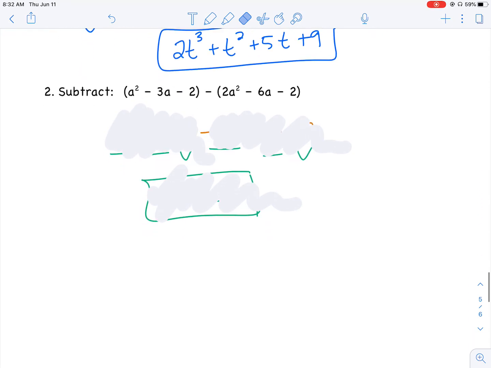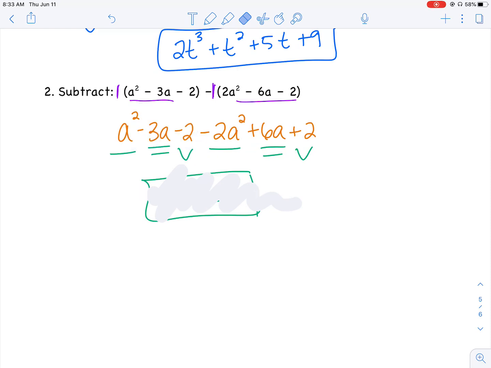Number 2 is a little bit different because now it's asking us to take these two polynomials and subtract them. We want to follow the same process, so make sure that you take the number in front of your parentheses and distribute. So in the first set of parentheses, I'm going to distribute a positive 1. Now in the second set of parentheses, I'm going to distribute a negative 1. And so the signs for all of your terms in the second set of parentheses should change. So I got a squared minus 3a minus 2 minus 2a squared plus 6a plus 2.